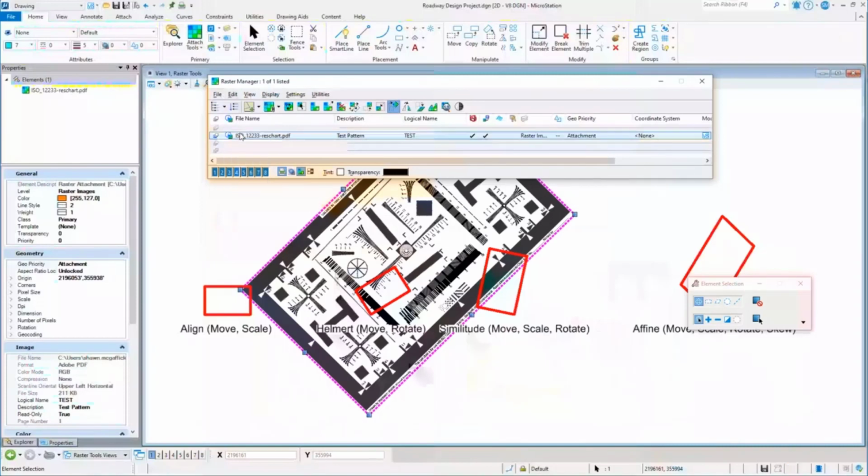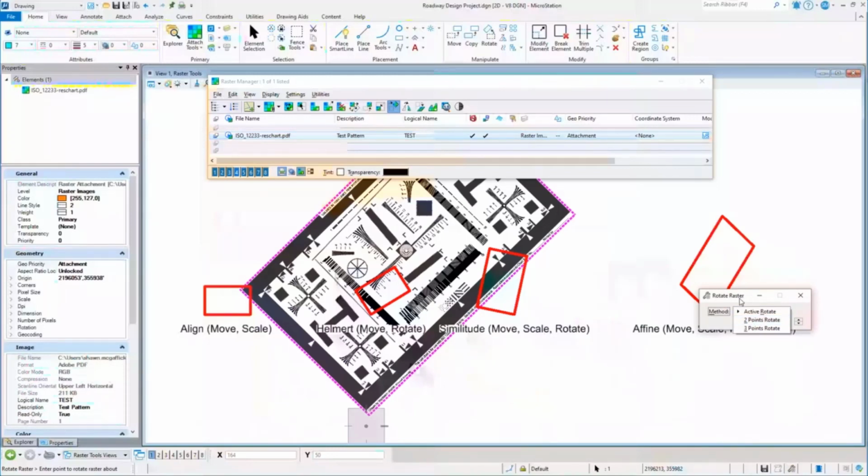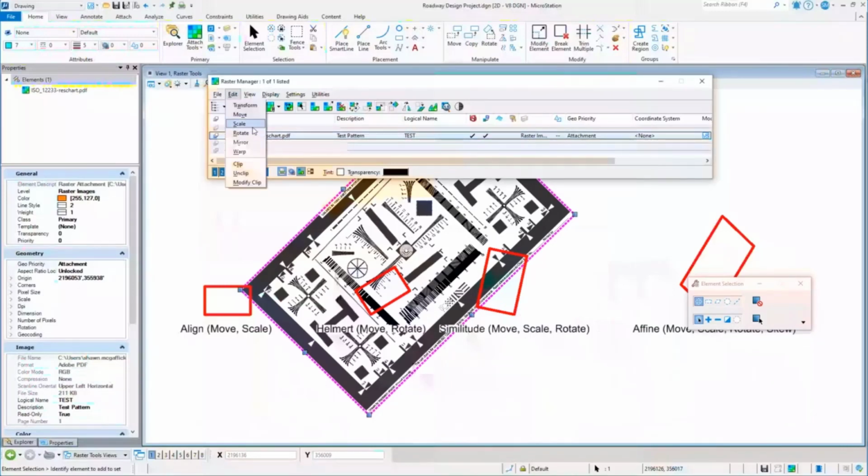And under the rotate tools, same thing that we had in some of the other tools. We have a 2-point rotate and a 3-point rotate as well, that we had for scale and some of the tools that are here.